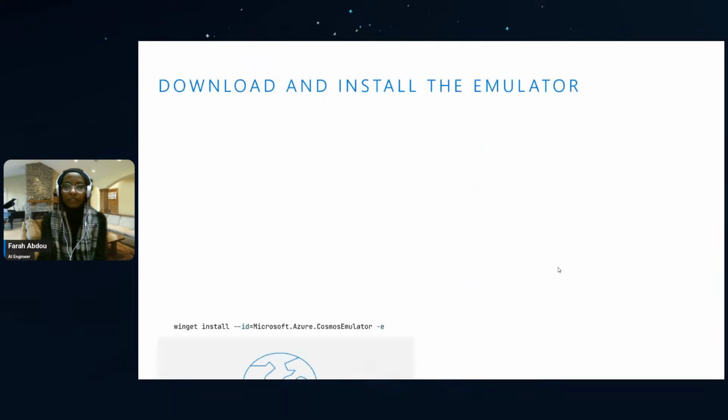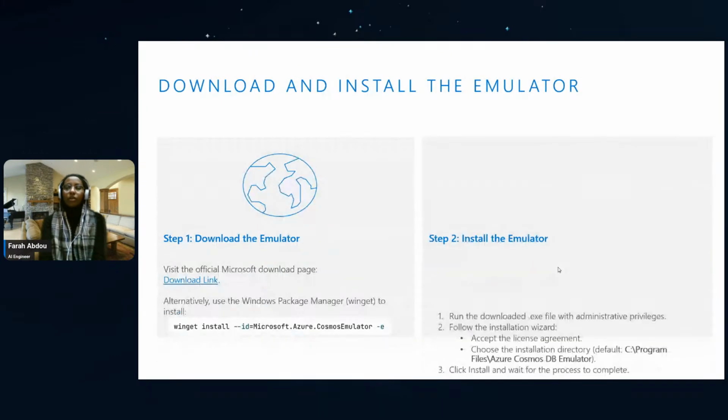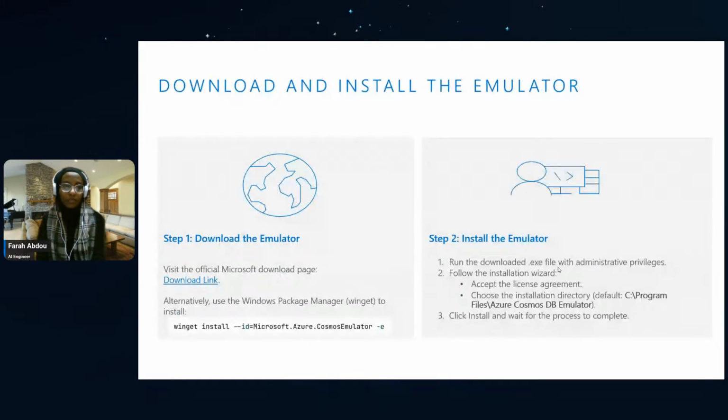These are the steps if we need to start working with the emulator. We have the official Microsoft download page, and you can download it from there. You can also use the Windows Package Manager to install it with this command right here. Then in step 2, you install the emulator after it is downloaded, accept the license agreement, choose your directory, and wait until it's completed.